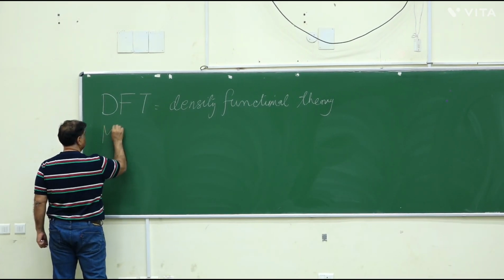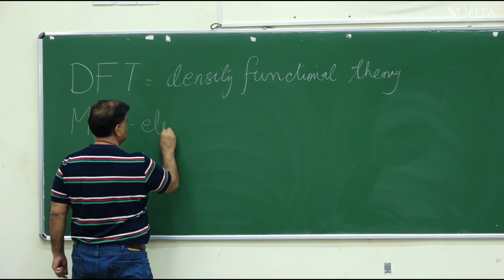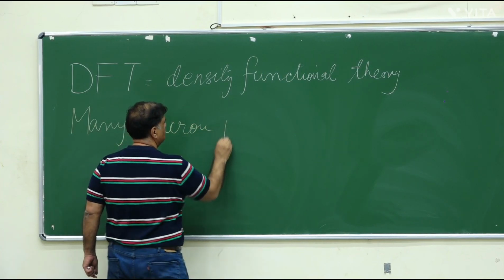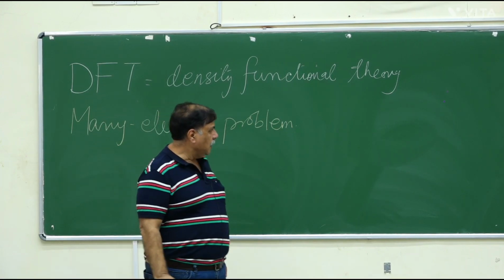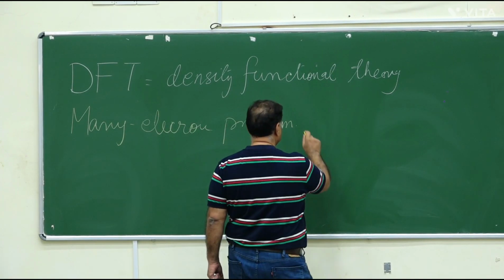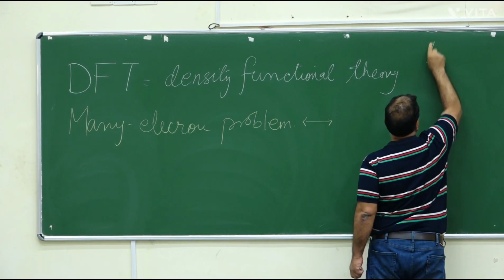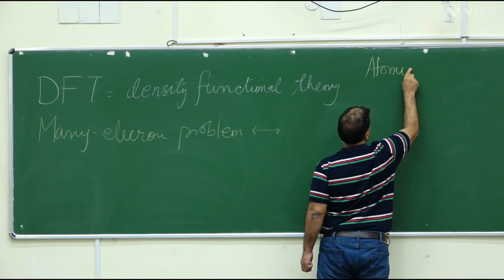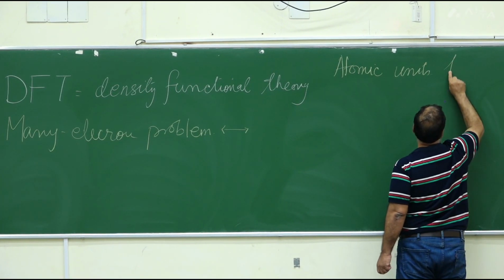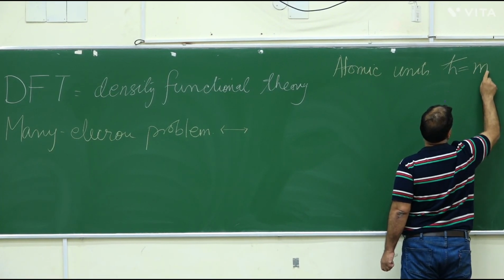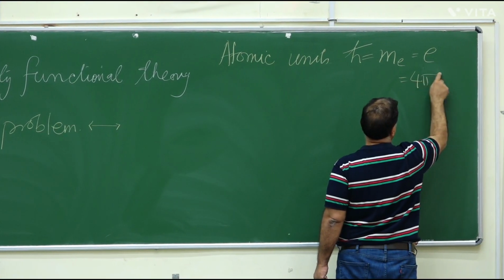Right? So the problem we are looking at is the many-electron problem, and this becomes complicated because of the interaction term. I'm going to use atomic units, which makes writing easier. So, h cross is equal to the mass of the electron, equal to e, equal to 4 pi epsilon 0, all equal to 1.